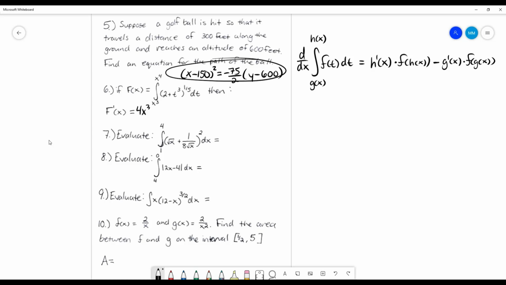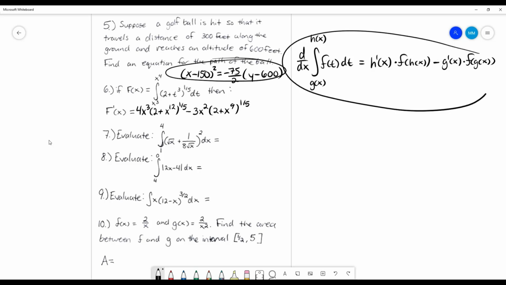So 4x cubed times the function with this plugged in. So it's going to be times 2 plus x to the 12th all to the 1/5 minus now the derivative of the second one times the function with that plugged in. So 2 plus x to the 9th all to the 1/5, and boom. That's all that is. That's just a matter of remembering this.